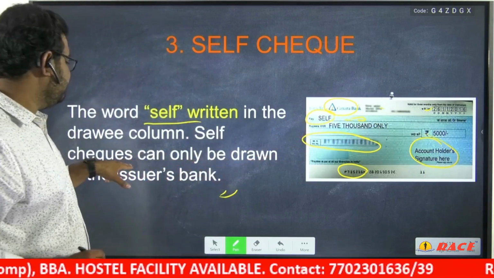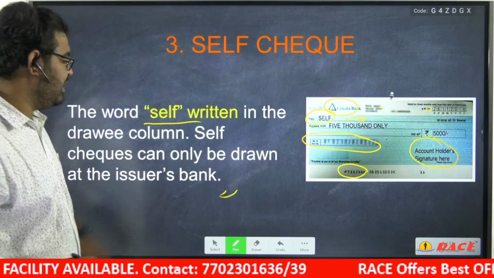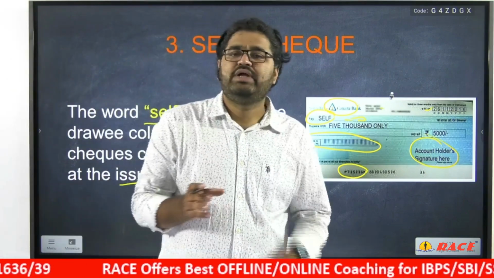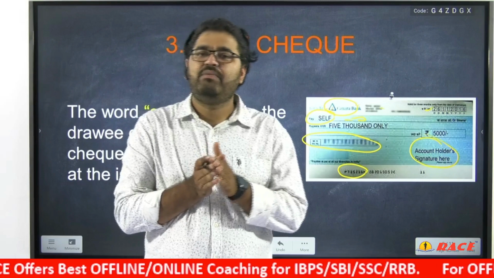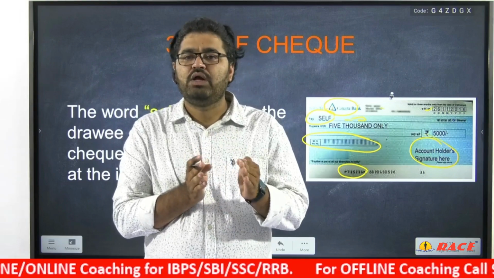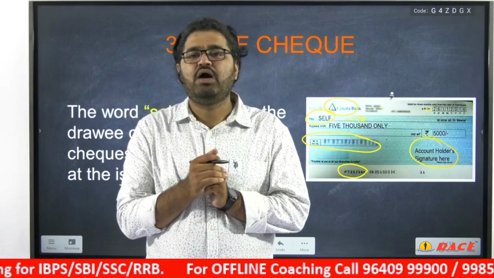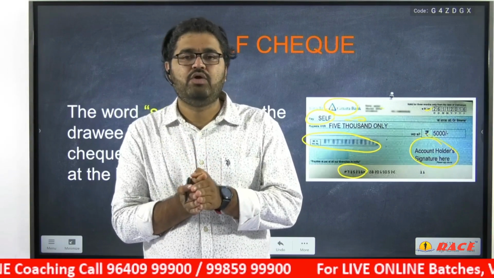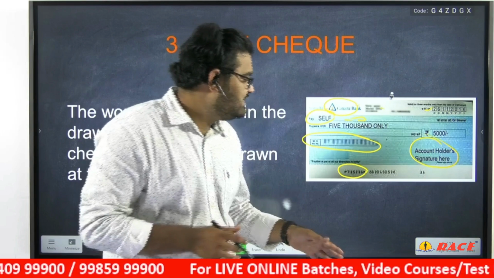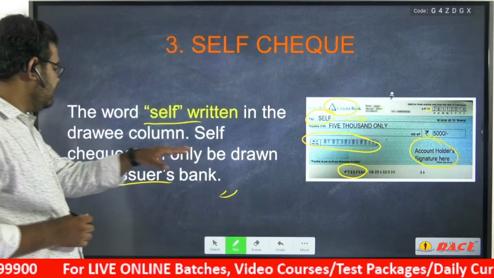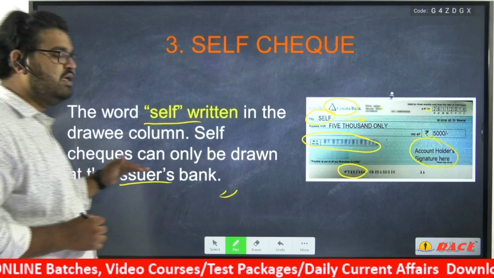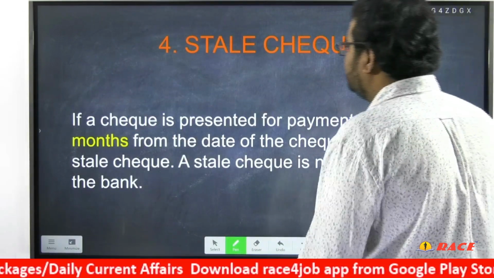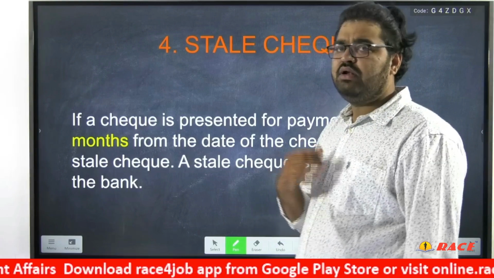Self checks can only be drawn at the issuer's bank. So for example, you have to draw a self check from local branches, not from non-local branches. Say for example, you have an account in Delhi. You have to withdraw from the Delhi branch only, not from the Bangalore branch or Calcutta branch. That's what this statement explains. Whichever branch issued it, the same branch has to clear the check. You can't go to a non-local branch.